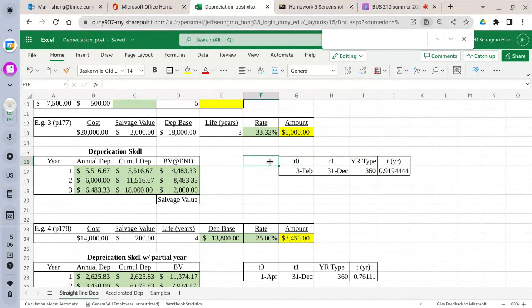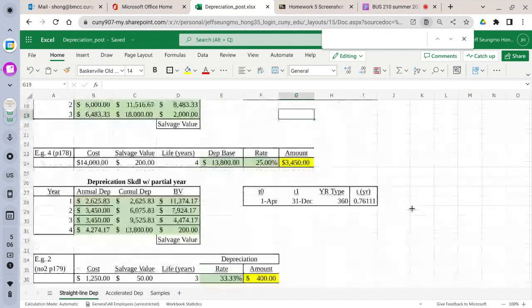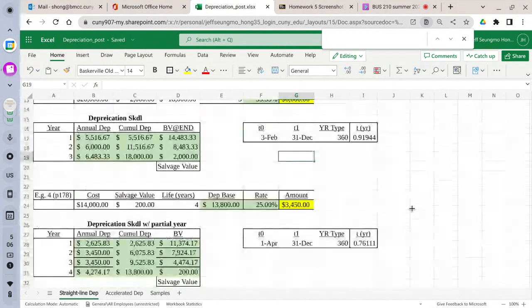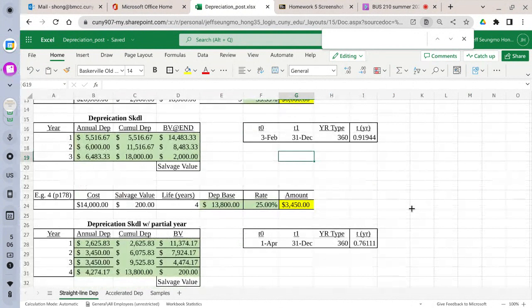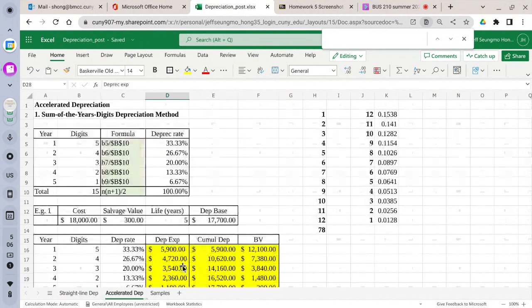All righty. I tried to cover all the way to the declining balance method, but that wasn't possible. I think that's all the time we have. But let me take your question if you have any.